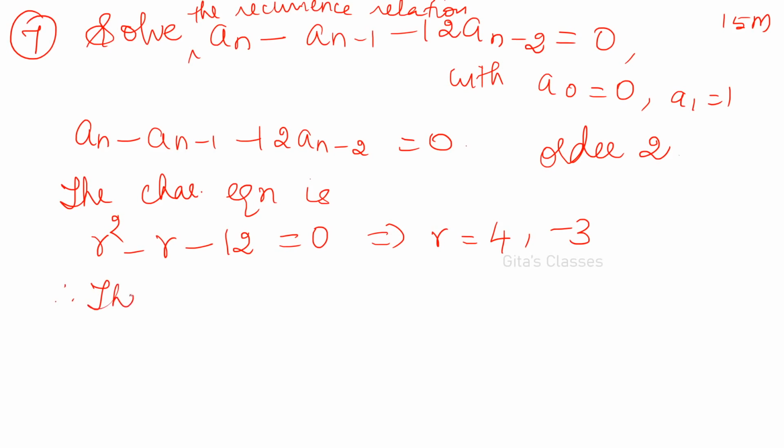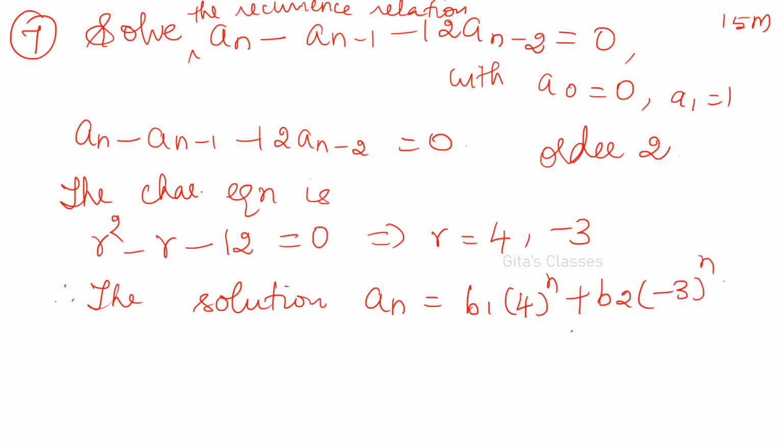Therefore the solution is, here it is a homogeneous recurrence relation. For non-homogeneous you have some function on the right hand side. Here directly the right hand side is 0, therefore it is a homogeneous recurrence relation. Our job will be very easy here. So the solution is a_n equal to b1 into 4 power n plus b2 into minus 3 power n. Because initial conditions are given, we have to find the values of b1 and b2.